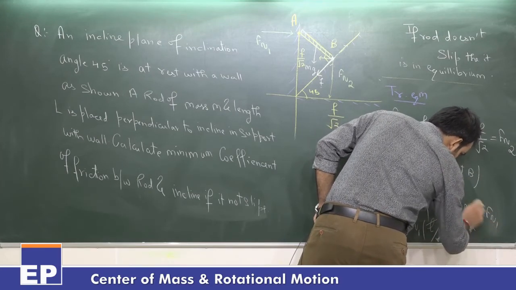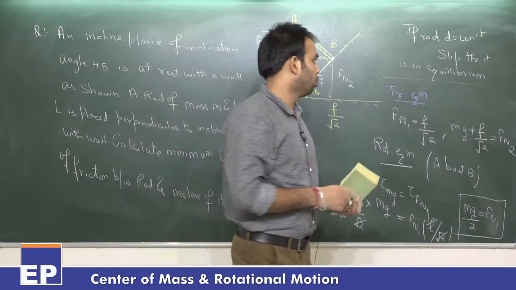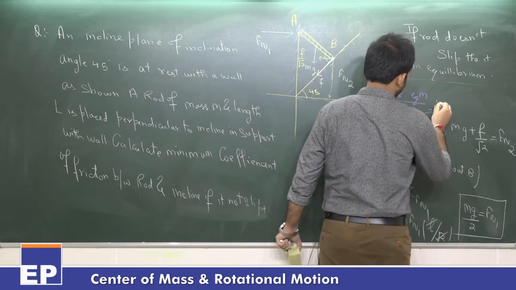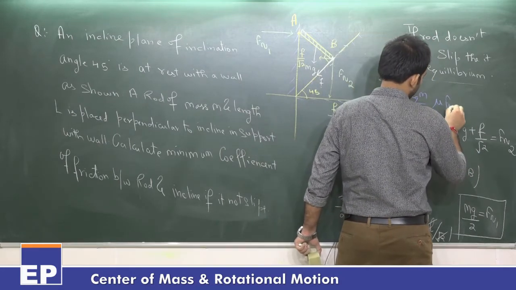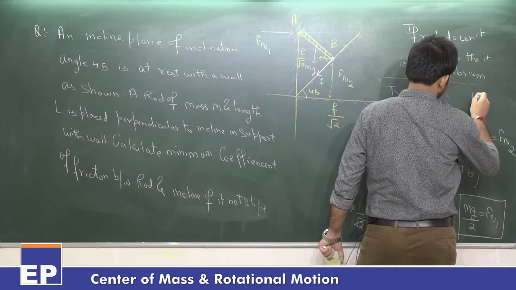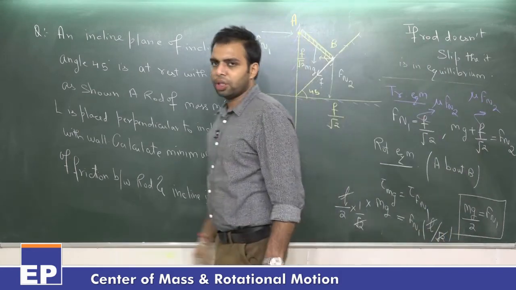Solve the three equations, you will get the value of mu, the minimum coefficient. By solving, you will get the value of mu, because here F is also equal to what? Mu into Fn2. This is the thing. Is it clear to all of you?